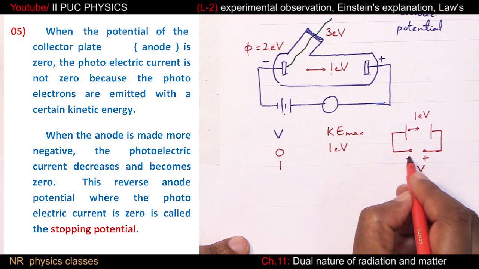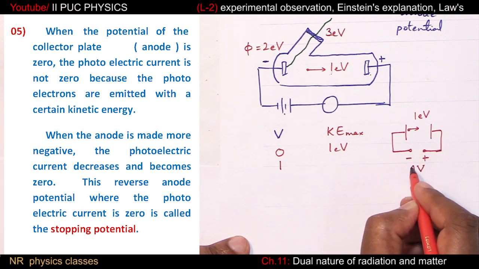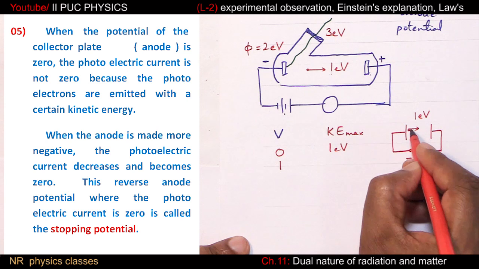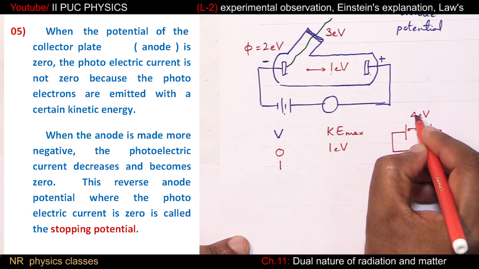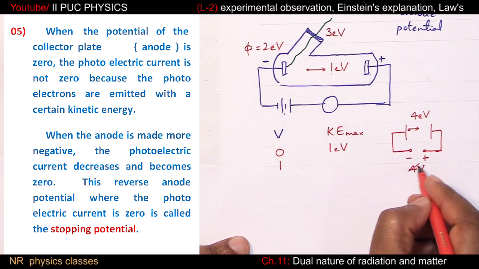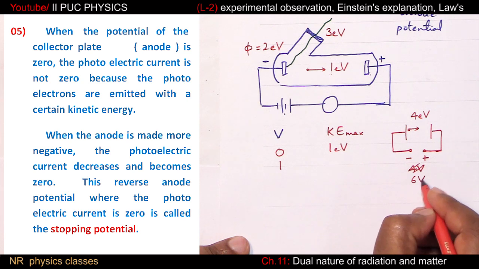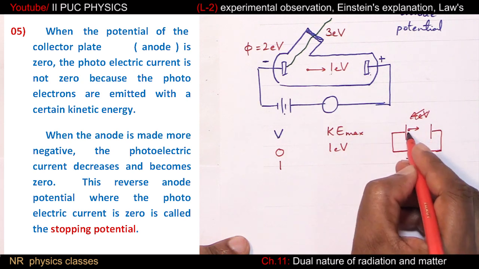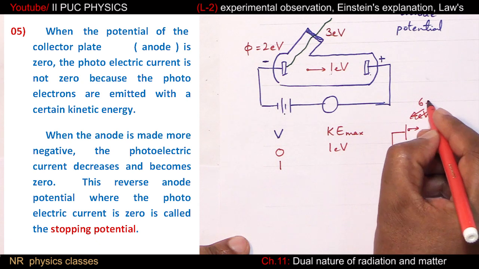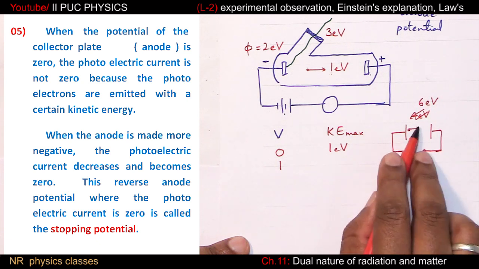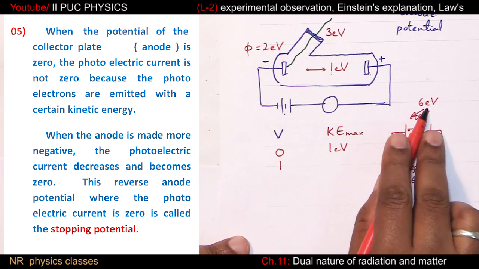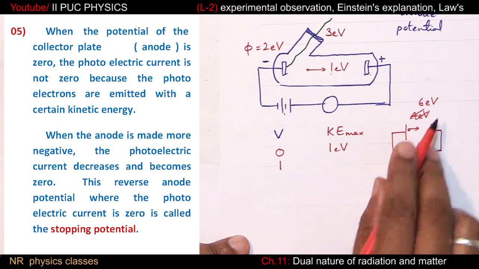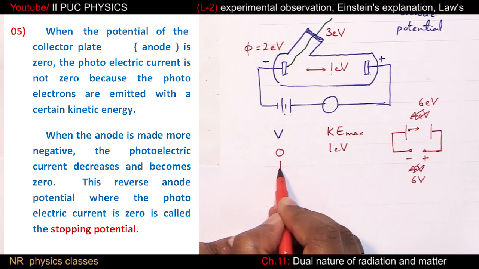If this applied voltage potential difference is 4 volt, then this electron acquires 4 eV. If this is 6 volt, then kinetic energy of photoelectrons is 6 eV, or kinetic energy of this electron is 6 eV. Okay.